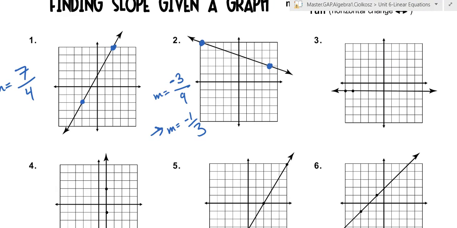Looking at number 3 here. So here's the line we're given. Now, right off the bat, I see this as a horizontal line. So, anytime we have a horizontal line like that with no slope, we know our slope is 0, because we're not going up or down at all to get to the next point.